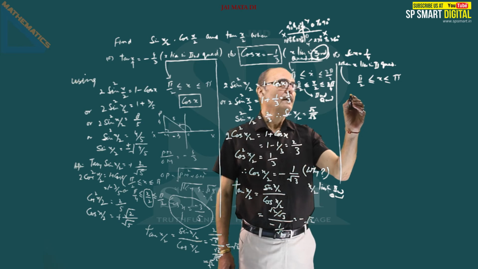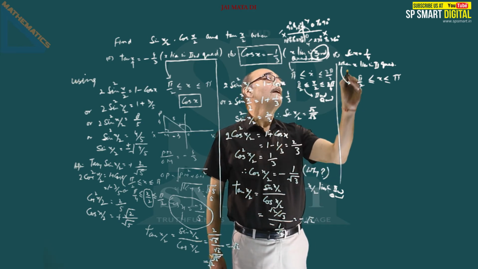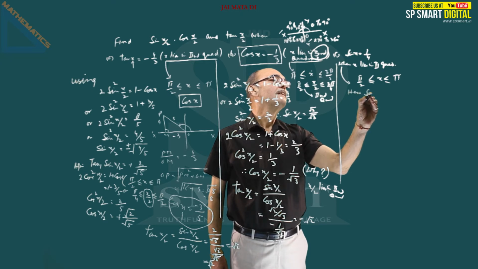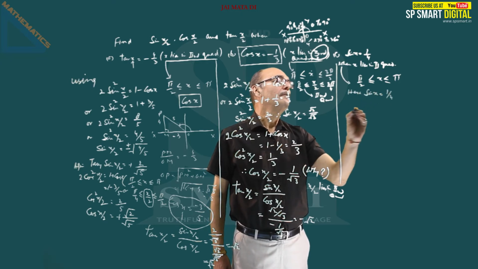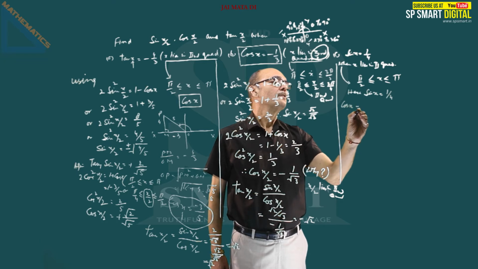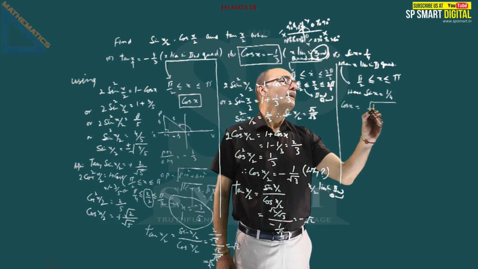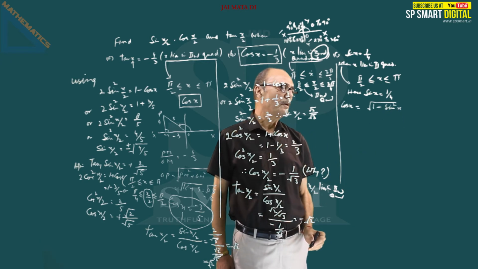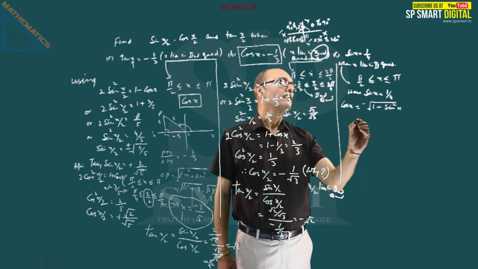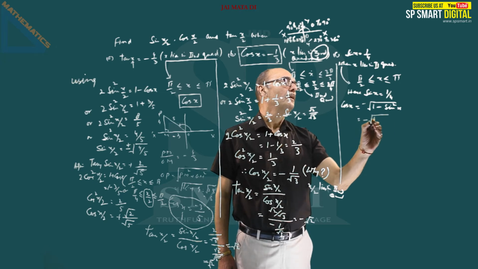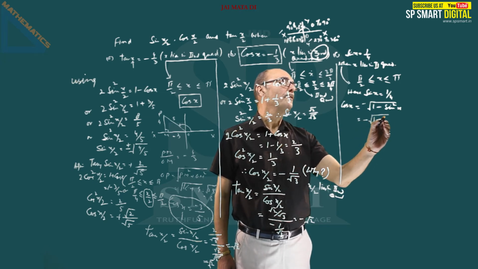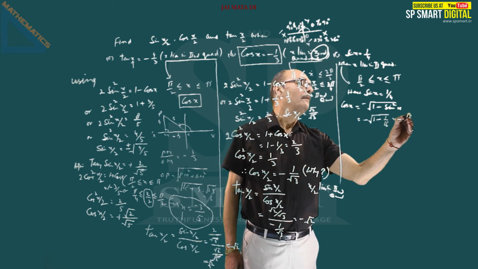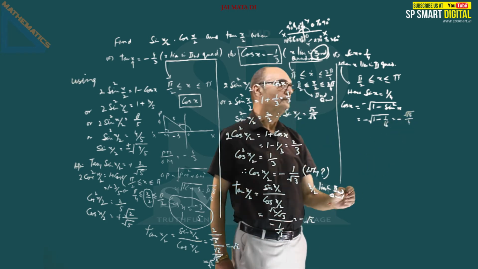Proceeding in the same way, here sin x is equal to 1 by 4. We need to find cos x. So, this is under root 1 minus sin square x, and this is the second quadrant, so cos x is negative. So, it is minus under root 1 minus 1 by 16, or this is equal to minus under root 15 by 4.